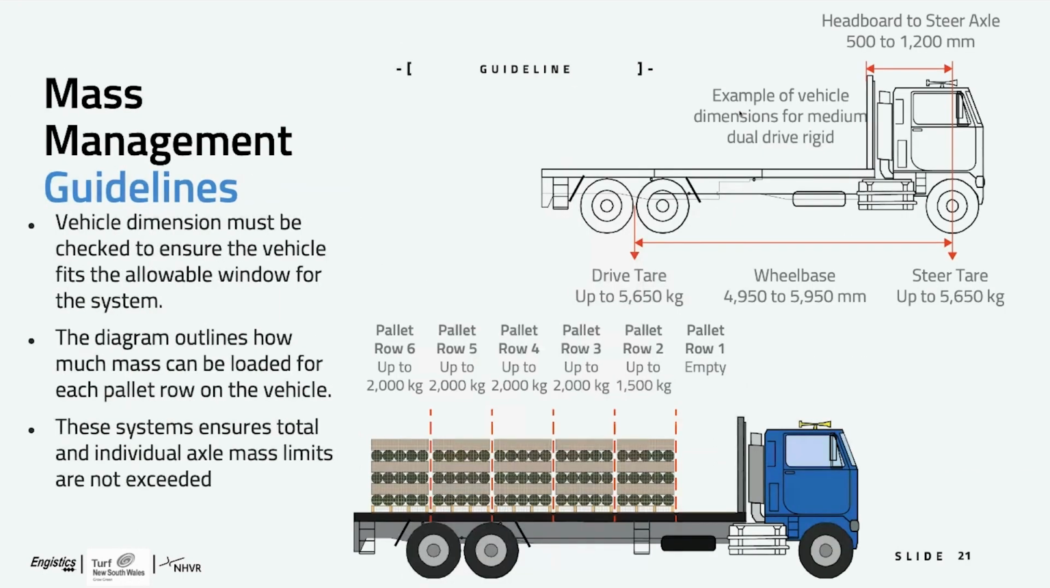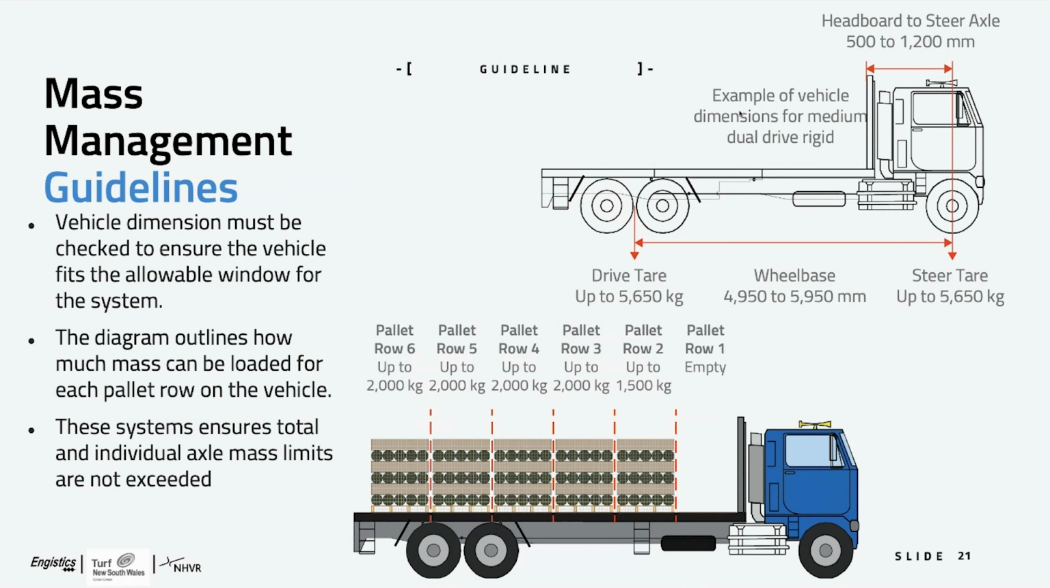The key thing we need to remember with these systems is to check that the truck combination, or the truck dimensions, tares and masses meet the systems outlined. You see here we have a wheelbase limit, up to allowable tare masses for the drive and steer, and a distance between the headboard and the steer axle. This is all used to work out where we can place loads.